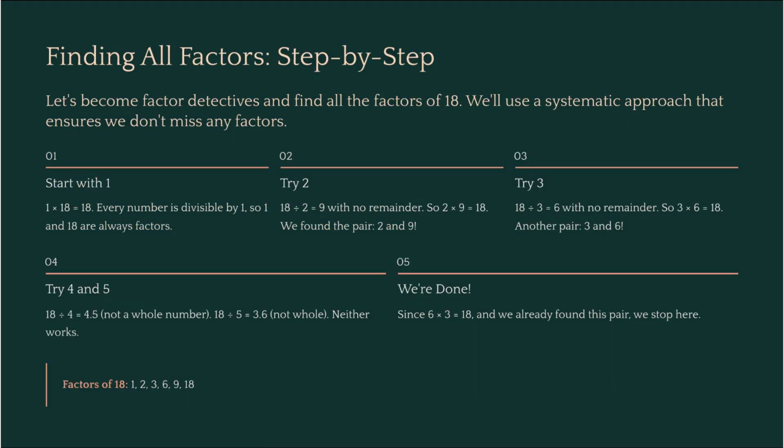To find all the factors of a number, like in example 1 for the number 18, it's easiest to start with 1 and work your way up systematically. We start with 1 times 18, then we check 2 times 9, then 3 times 6. We check 4 and 5, and they don't work. Since 6 is already in our list, we've found them all. The complete list of factors for 18 is 1, 2, 3, 6, 9, and 18.